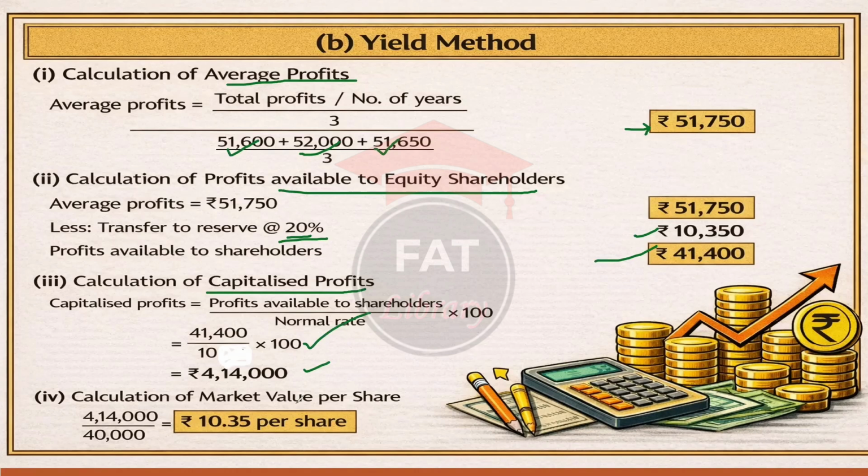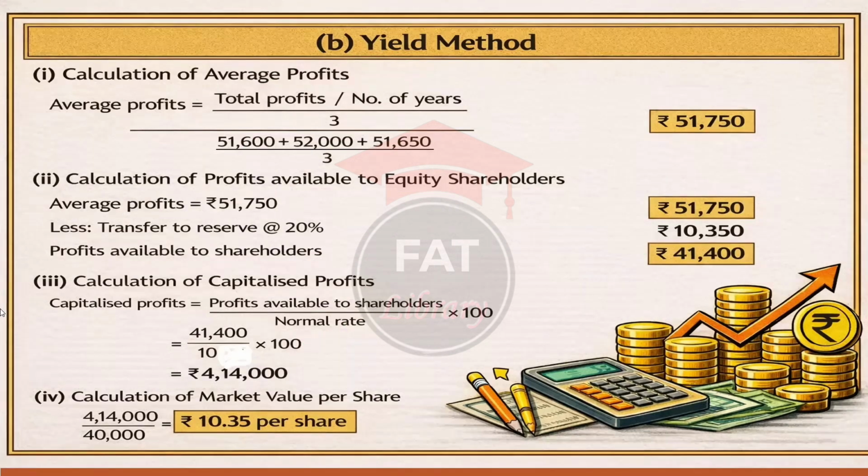Next, calculation of market value per share. How do we calculate this? Here, we consider the capitalized profit divided by number of shares. So what is the capitalized profit? 4,14,000 divided by the number of shares, and we have 40,000 shares. So we got 10 rupees 35 paise per share.